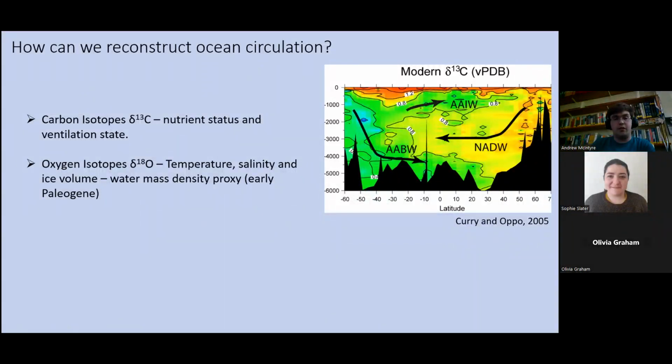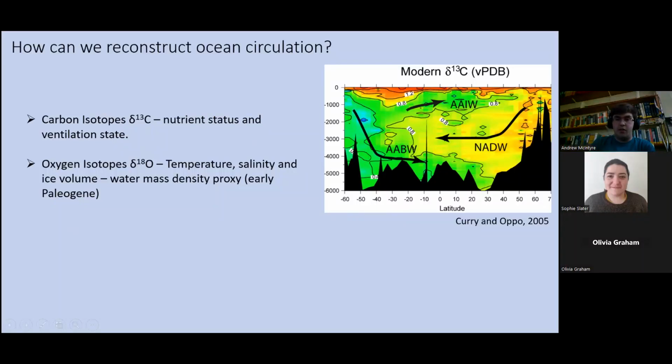So I just showed you that the AMOC is dynamic, but how do we actually go about reconstructing this in the geological record? The most traditional methods use carbon and oxygen isotope systems, and they reproduce different components of the ocean system. Carbon isotopes can tell us information about the nutrient status of the water and the ventilation state. This figure on the right shows the modern carbon isotope transect through the oceans today.